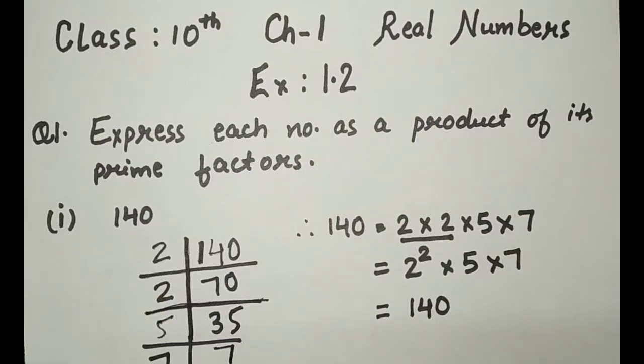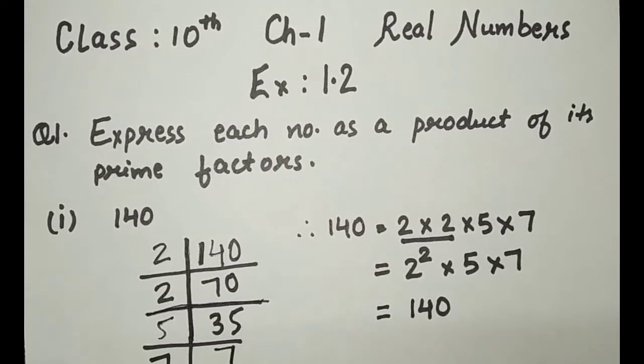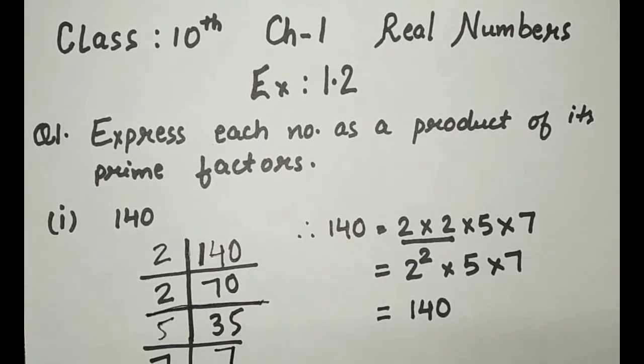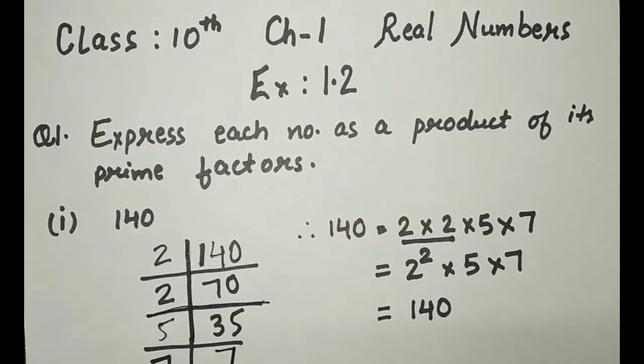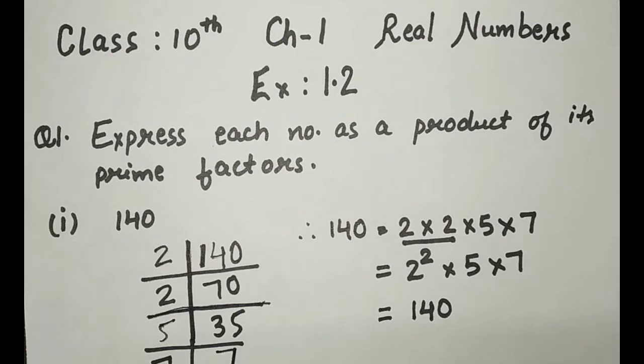Today we will start with question number 1 of exercise 1.2, chapter first, real numbers. In this question we have to express every number as a product of its prime factors. Simply we have to find out prime factors, and in the end we have to check that the product of their prime factors must be equal to the number.